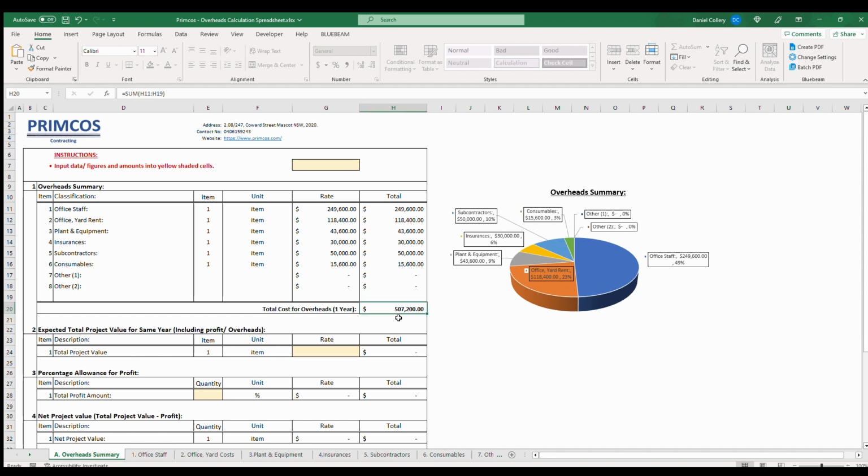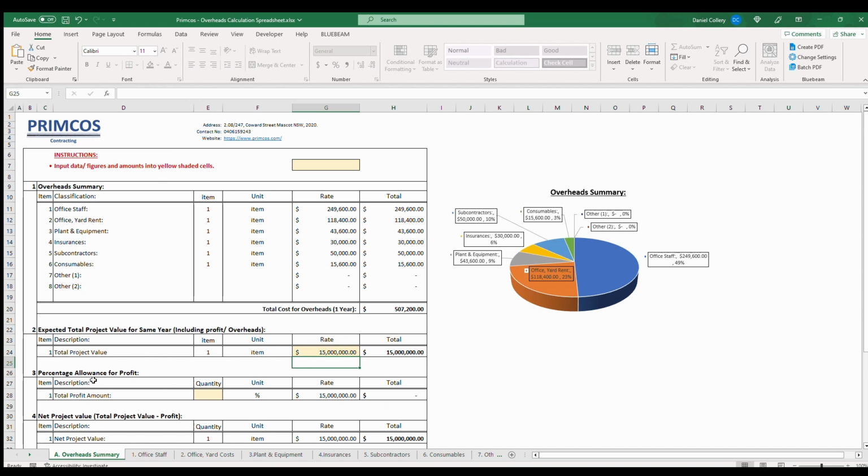Okay, so this is our total overhead cost for the year. And to work out the overheads percentage, we also need to consider the total project value for the year. So we can look at this either as forecasting for the year going forward, or we can look at it as the year just passed to come up with this percentage value. So if we just say total project value for the year, we'll say 15 million. That's our total project value.